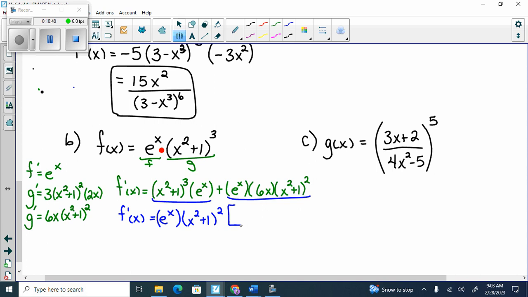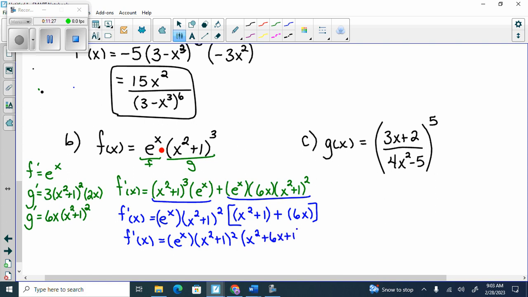Do I have to write it to the 1? No. So it would just be x squared plus 1, plus, I can keep it in brackets, 6x. When I take my e to the x out, it's gone. I take an x squared plus 1 to the 2 out, it's gone. So all I'm left with is 6x. And sure, I can leave them in brackets, but do I need to leave them in brackets when it's a plus sign in between them? No. So I would actually end up with e to the x times x squared plus 1 squared, and then x squared plus 6x plus 1, which can't be factored. So I am done.